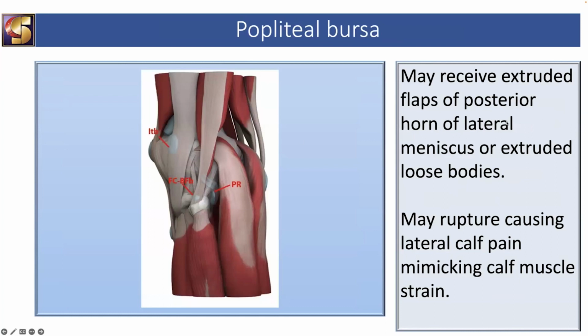It may receive extruded flaps of the posterior horn of the lateral meniscus or extruded loose bodies. This bursal fluid can rupture and give rise to severe lateral calf pain, mimicking a calf muscle strain. Another common presentation is popliteal cyst rupture, extending the fluid superficially or between the gastrocnemius muscles. But this has to be evaluated.